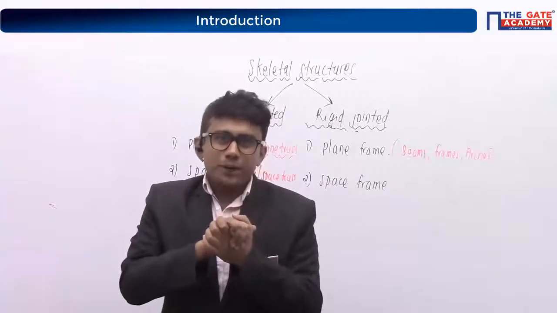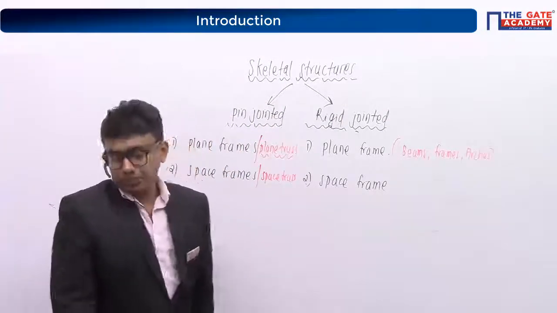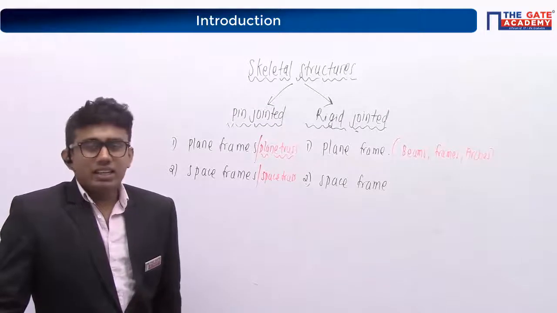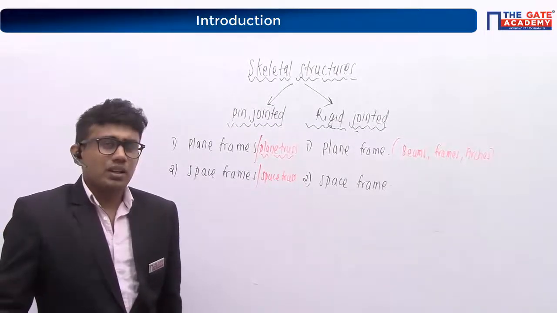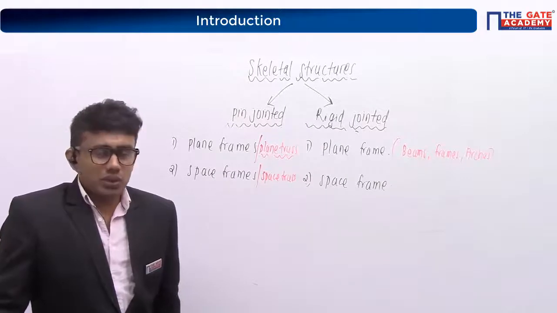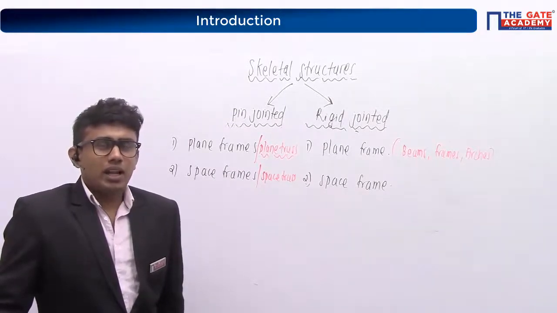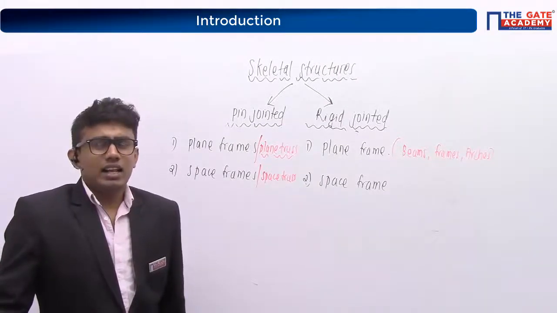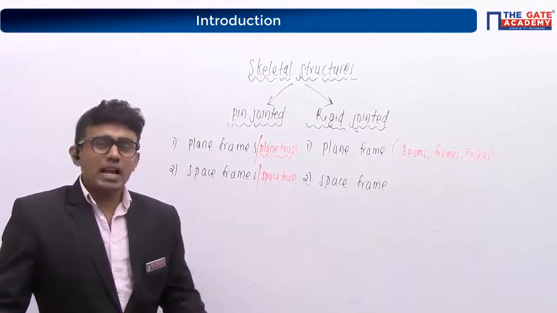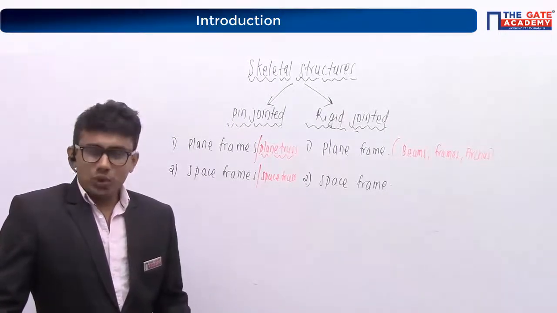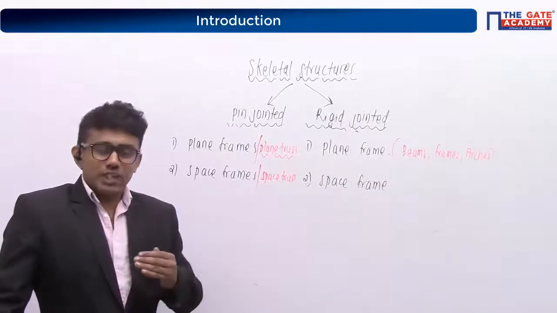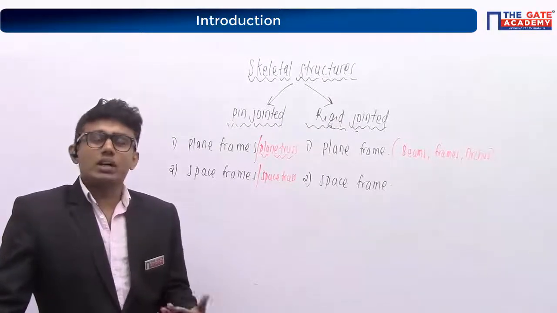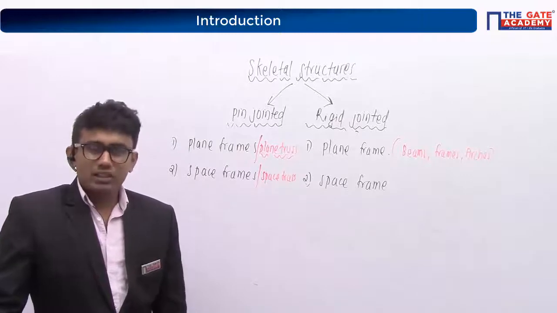Write down, for a pin joint, it can carry axial forces only, and a rigid joint can carry axial force, shear force and bending moment. Pin joint will carry only axial forces, and the rigid joint will carry axial force, shear force and our bending moment. You have to remember that also in our mind.